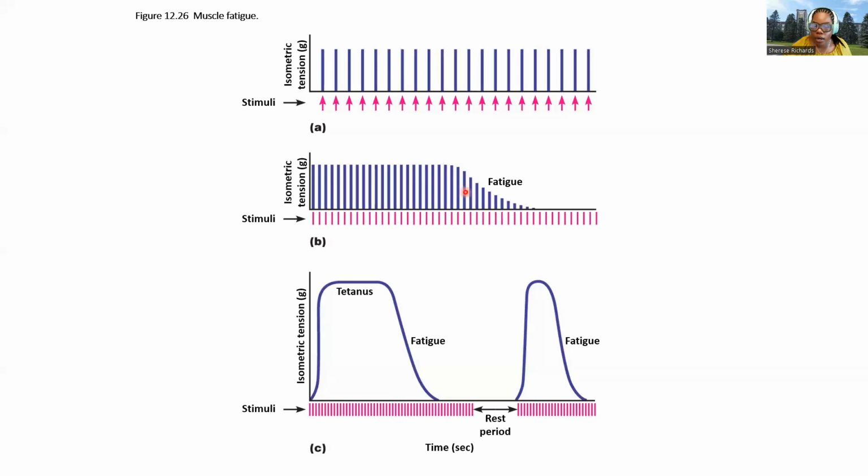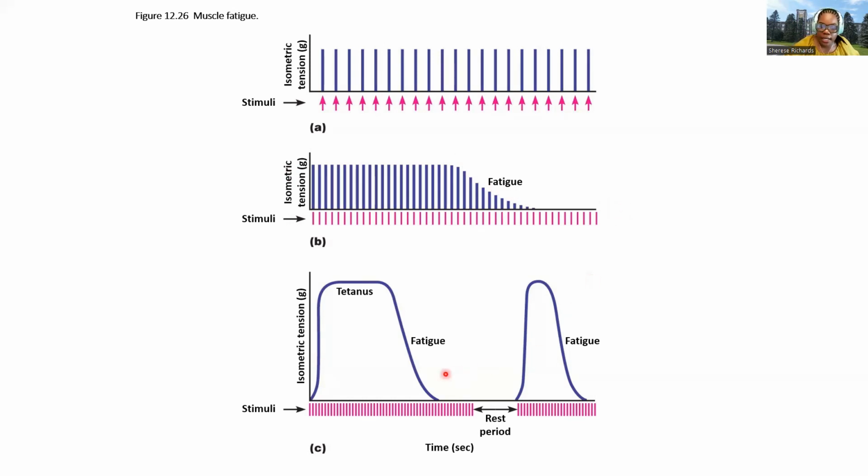There comes a time where as you stimulate that muscle, it no longer is able to generate that same maximum tension that it once could produce. So this is where the muscle begins to fatigue. So again, at the end of an Olympic race, a marathon runner is no longer able to produce the same amount of tension to power their muscles as they could at the beginning of the race. And so that is what fatigue looks like.